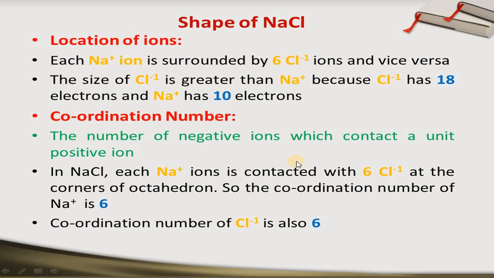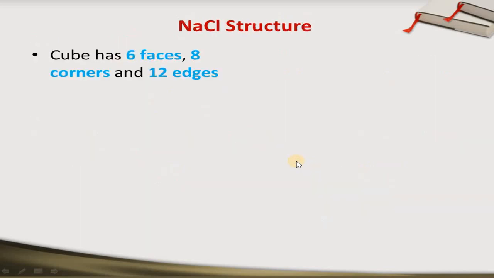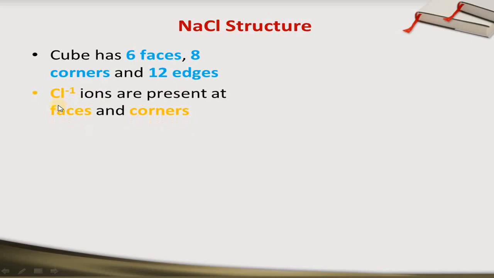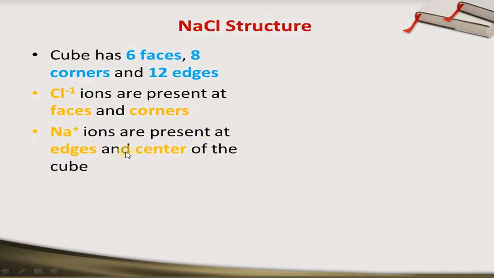Now we will discuss in detail the number of sodium and chloride ions present in each unit cell of this sodium chloride structure. Sodium chloride has a cubic crystal. A cube has 6 faces, 8 corners and 12 edges. What are the locations of sodium and chloride ions in a cube? Chloride ions are present at faces and corners, which means they are present at 6 faces and 8 corners, while sodium ions are present at edges and the center of the cube.